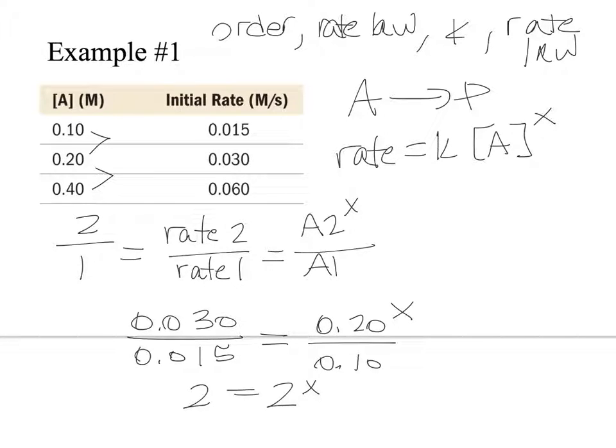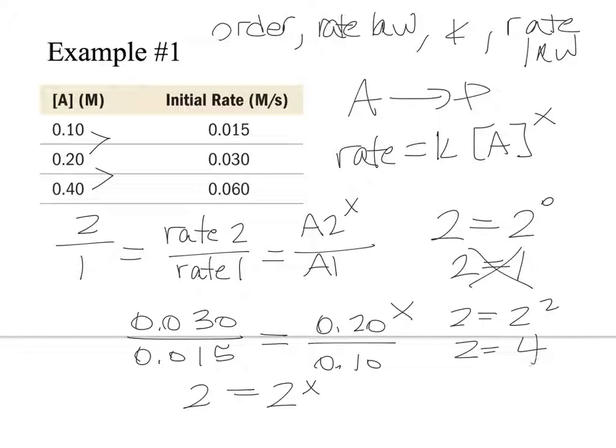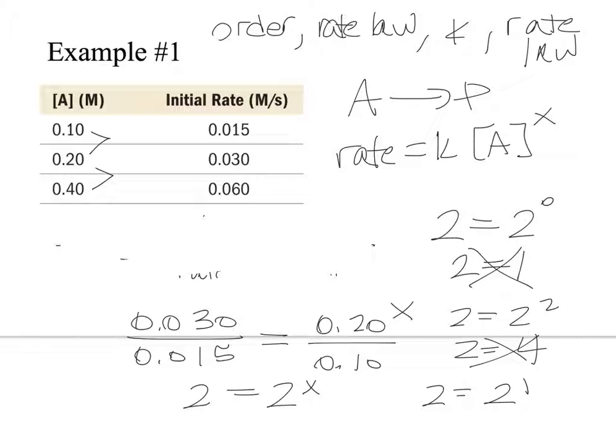Okay, so in this case, what is going to make this a true statement? Is x equal to 0, 1, or 2? If it's equal to 0, so if 2 is equal to 2 to the 0th, that's the same thing as saying 2 is equal to 1. So that is not a true statement. If 2 is equal to 2 squared, then 2 would be equal to 4. Again, not what it says. So in this case, it would be 2 to the first power, or 2 is equal to 2. So now I know it's first order with respect to A.